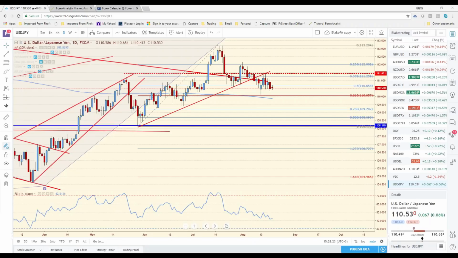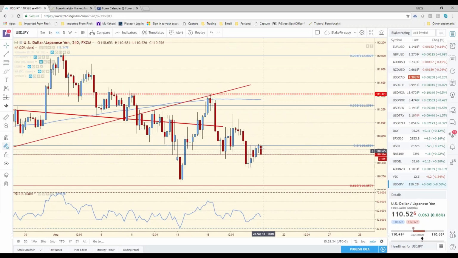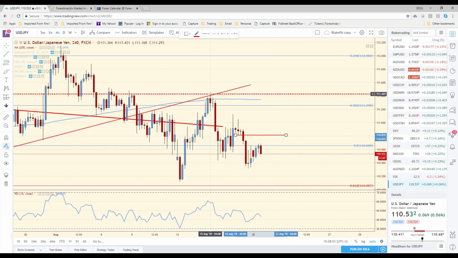Resistance, I don't even know what to make of it, really. I mean, those are the highs today, but even if we take out those highs, you're going to find some previous support over here, right through there at 110.80. So I think even if we manage to eke out a new high, I wouldn't be too excited to rush in to buy the dollar yen, because we're going to find all sorts of resistance right through here. So I'm going to write down 110.80.